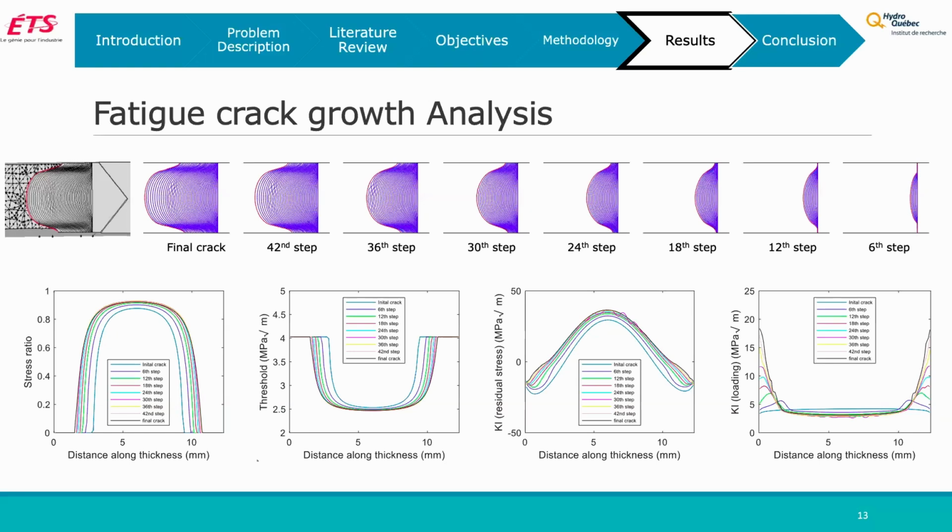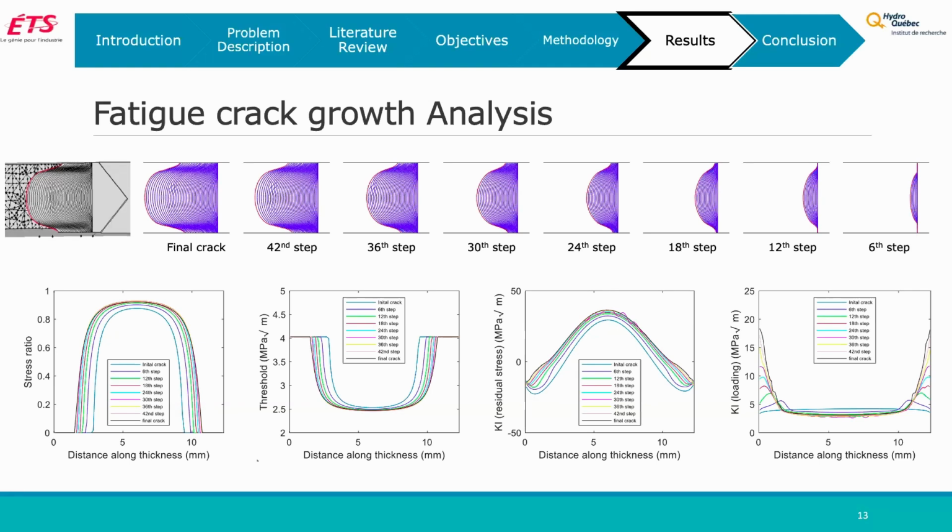I drew some graphs here for every 6 steps. As we started from there, we can see the local stress ratio in the middle was much higher, which is of course expected due to the tensile residual stresses that we had through the middle. We also had the same behavior for the threshold. The threshold is at its lowest when the tensile residual stresses are applied, and highest when you have the compressive residual stresses.